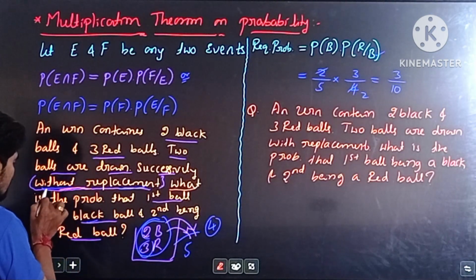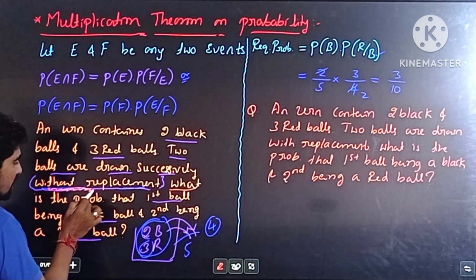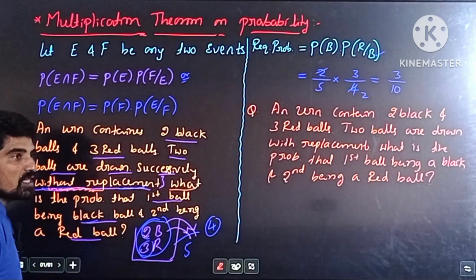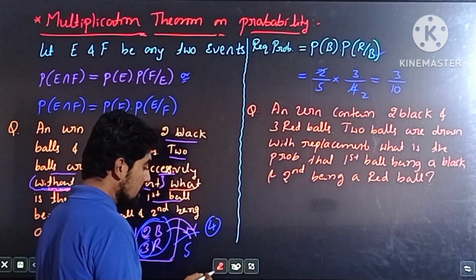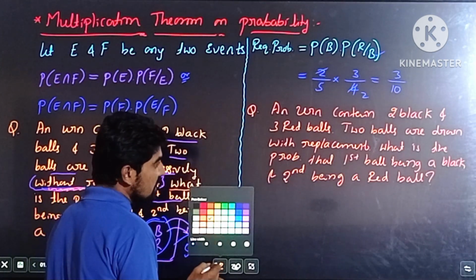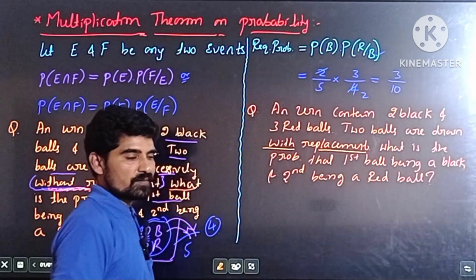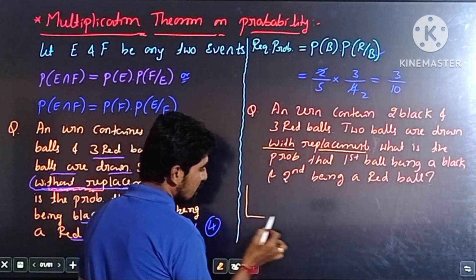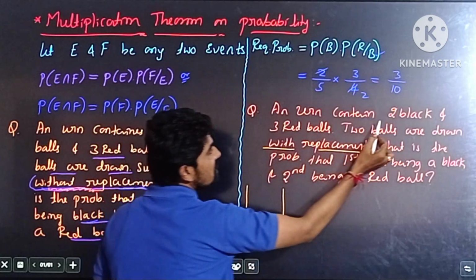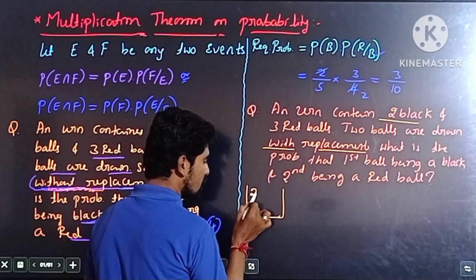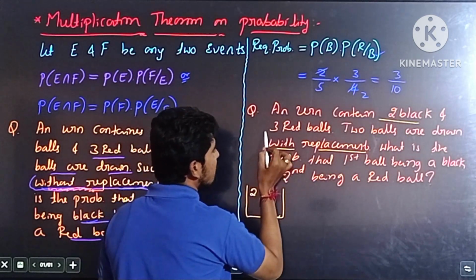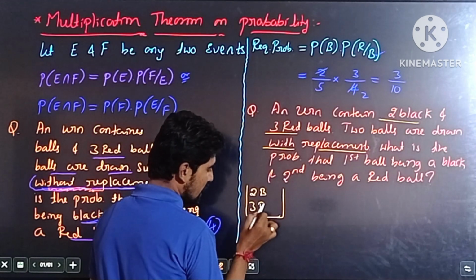In the first question he is drawing the two balls in a without replacement manner, but in this second question, in which manner is he taking the two balls? In a with replacement manner. So here also, there is a box which consists of two black balls and three red balls.